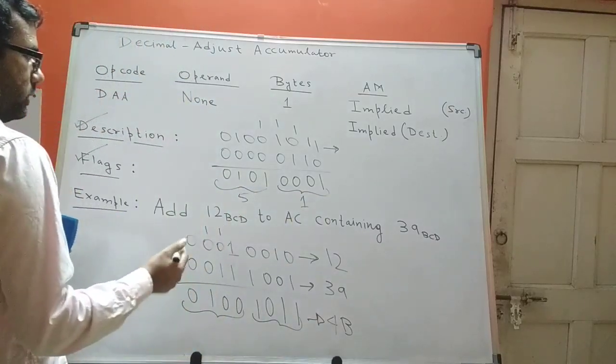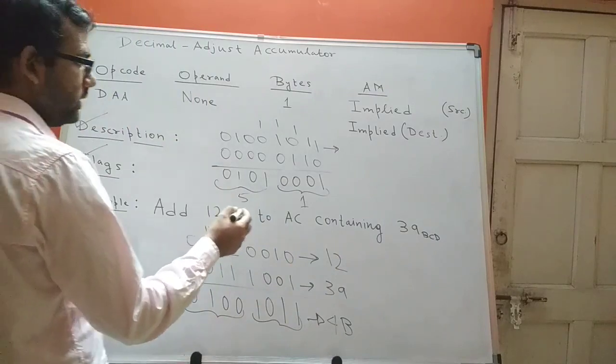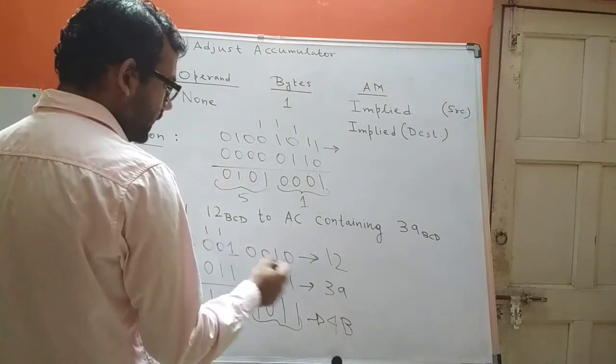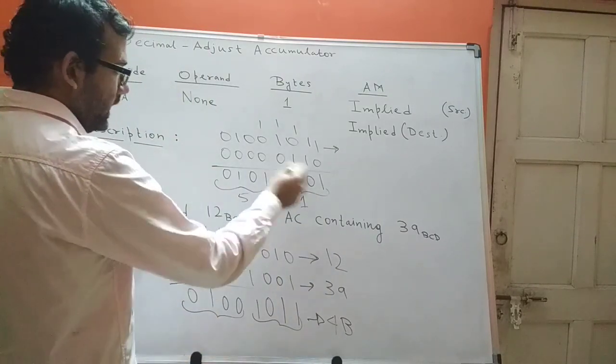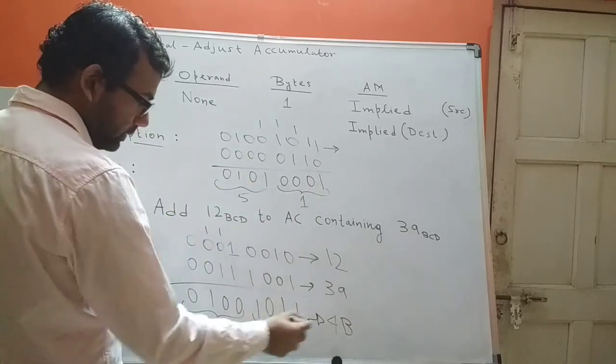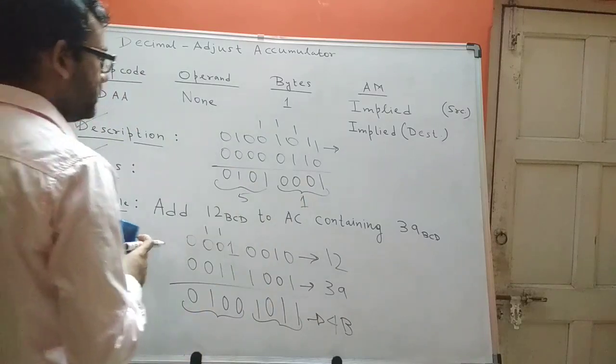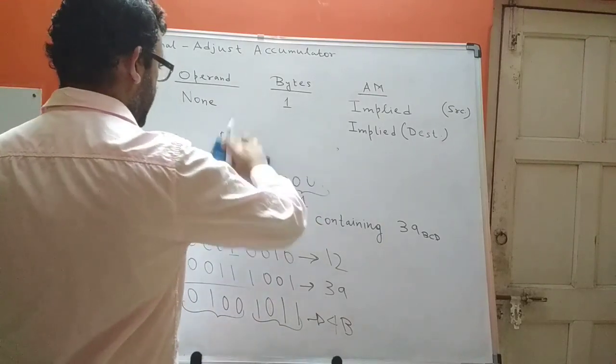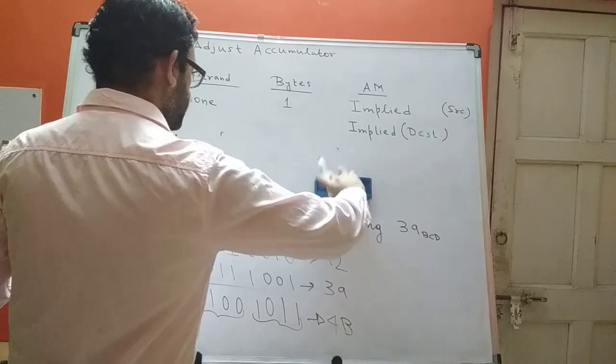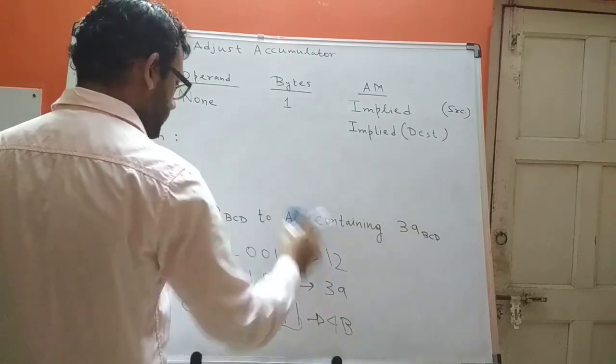So DAA internally used this balancing to change my invalid BCD number to a valid BCD number. I hope this example is understood. I'll take 2 more examples. We'll consider all 3 cases. The first one was where we added 12 and 39.